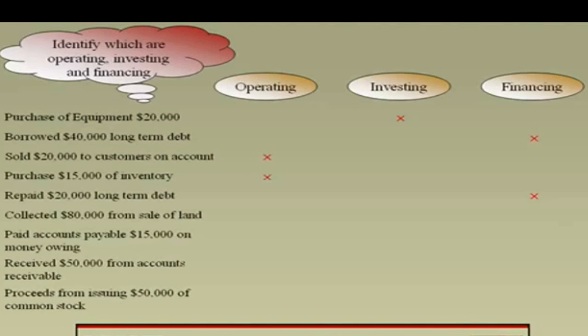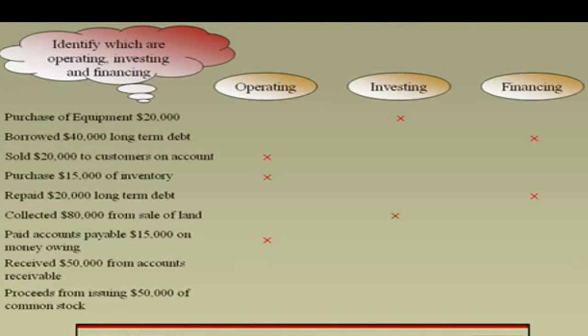Collected $80,000 from sale of land. Where did you put that? If you said investing, you got it right. You paid accounts payable $15,000 on money owing. This is tricky, but purchasing stuff from suppliers, would you say that is part of your normal business activity? So the $15,000 you paid to your supplier would come under, there you go, operating activity.